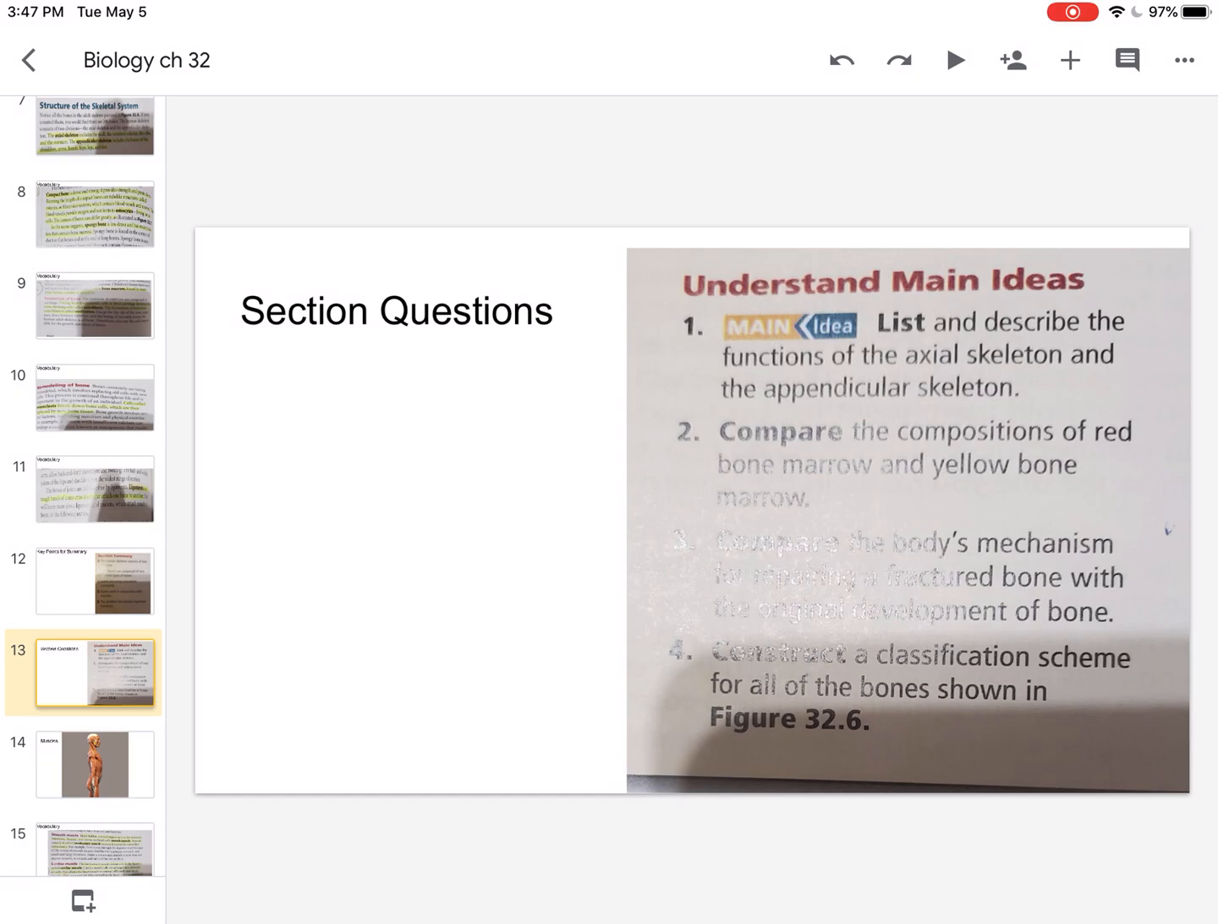Okay, let's look at number 4. Construct a classification scheme for all the bones shown in figure 32.6. So let's look at 32.6. I should have taken a picture of this for you guys. Why am I not seeing 32.6? Okay, give me one second, sorry.